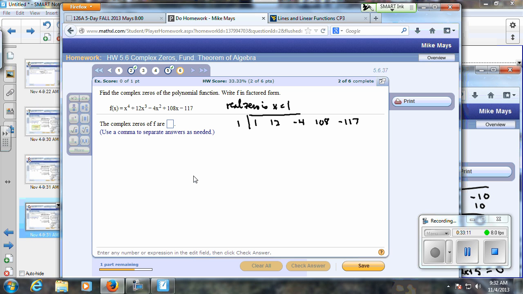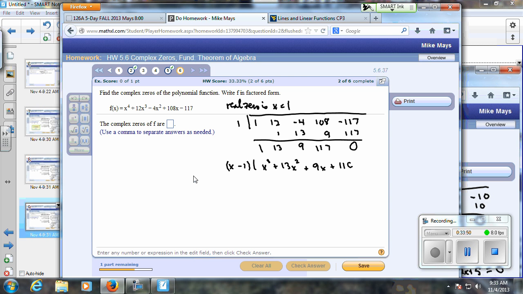So when I do that division, what comes out is 1 times 1 and add is 13, times 1 and add is 9, times 1 is 9 and add is 117, times 1 is 117 and add and get 0. So it does factor down as x minus 1 times x cubed plus 13x squared plus 9x plus 117.